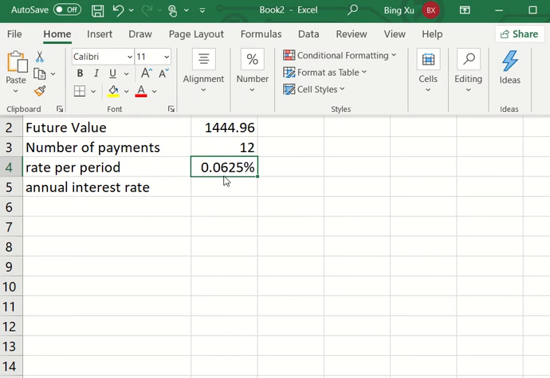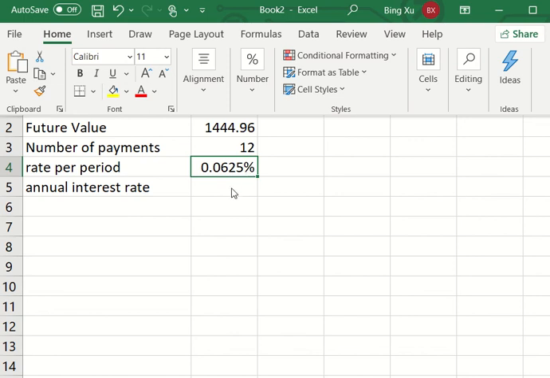Okay, so if you round it to the nearest 10,000, you will have 0.0625%. That's the rate per period. And to find the annual interest rate, you need to multiply the rate per period by 12.